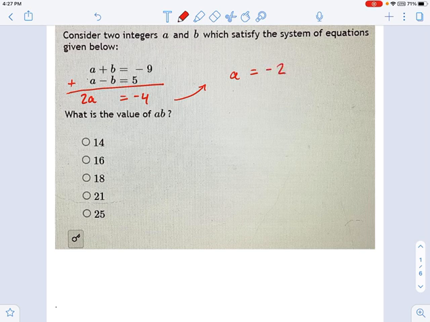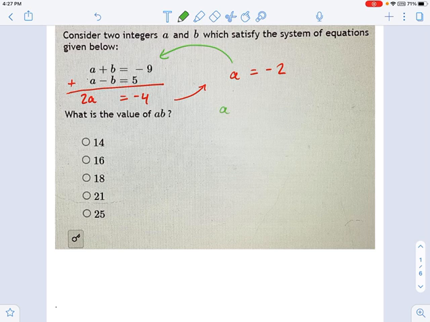Now, that's not what I'm looking for. I want the value of A times B. Okay, so it's not enough to know A. I also need to know B. So here's where we use our next trick. This is called substitution. You take that A equals negative 2 and plug it back in here into your system of equations and solve one of them.